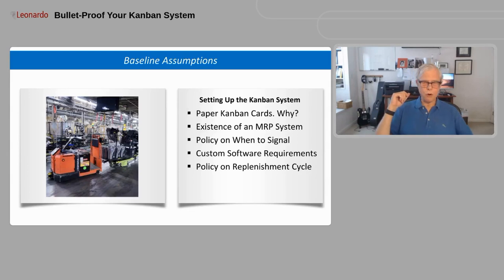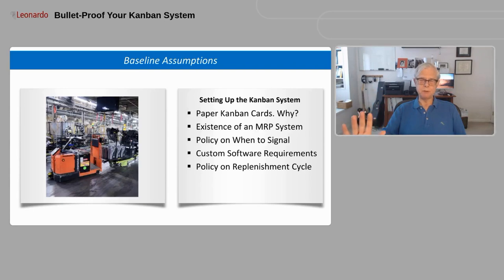Now, here are the core assumptions that I'm making in terms of our hypothetical Kanban system. And they're not cast in bronze. You don't have to do it this way, but I'm going to try to make a case for why these steps are important or preferred. So the first one is paper Kanban cards. So this may seem antiquated. Like, why have a paper card as opposed to, say, an electronic signal, right, that can go instantaneously to the supermarket area? Well, the thinking here is that we want to engage our workforce.